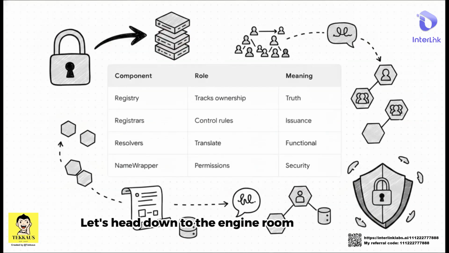Let's head down to the engine room for a second. This whole thing builds upon an architecture that's remarkably similar to traditional DNS, but it's fully decentralized. It maps out across 4 key smart contracts. First, the registry. This acts as the ultimate source of truth, tracking exactly who owns what. Then registrars dictate the logic of how the names are actually issued. Resolvers are the heavy lifters. They translate your human-readable name into functional data. And finally, the name wrapper. This adds an entirely new layer of advanced permissions, which we're going to explore in just a moment.